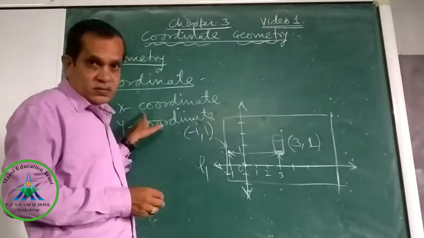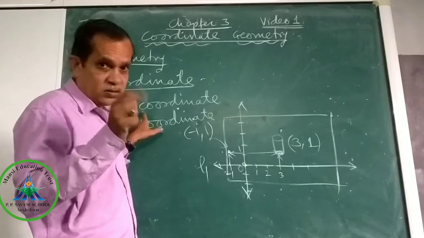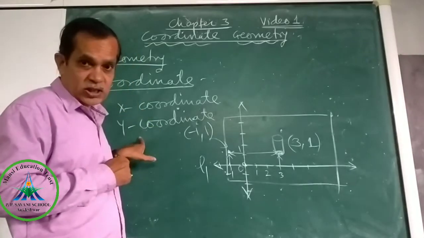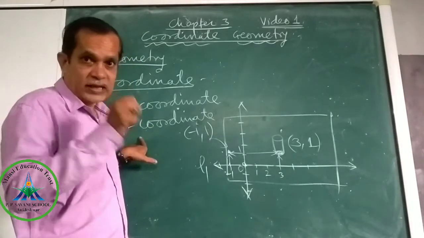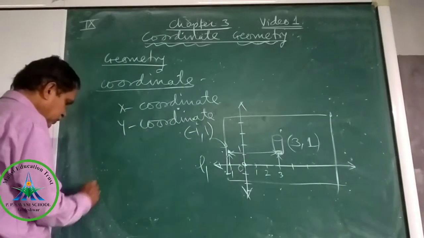X coordinate indicates distance of object from y-axis. Y coordinate indicates distance of object from x-axis. Clear? So write down.